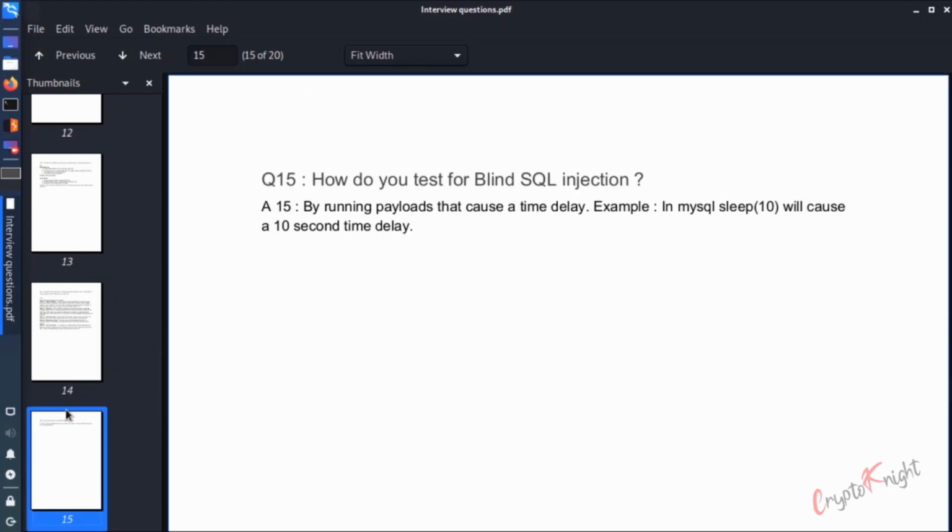Coming to the 15th question, how do you test for blind SQL injection? Now everyone knows about SQL injection, how to test, but interviewer can sometimes ask that what is blind SQL injection?